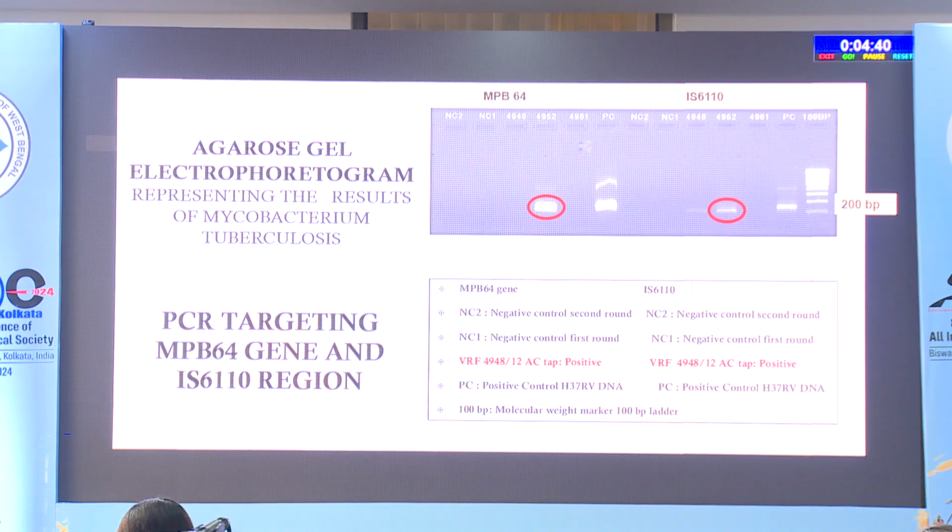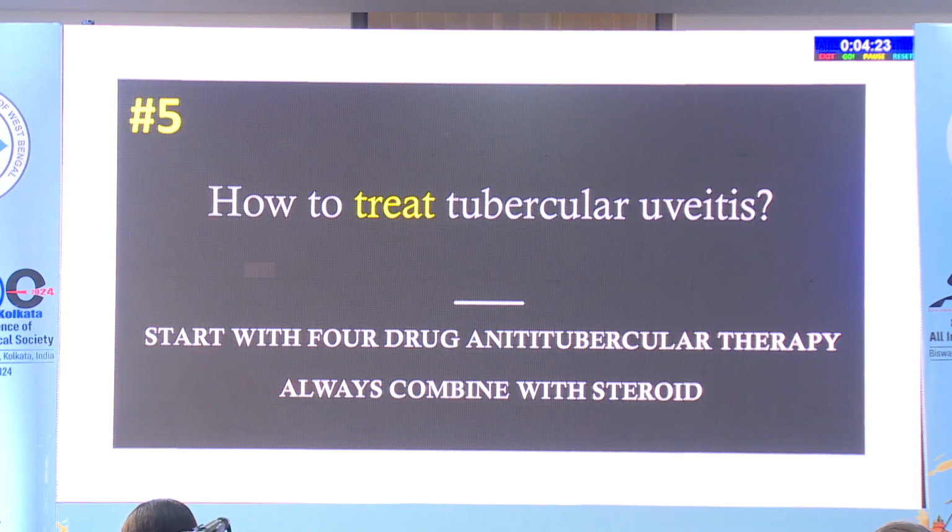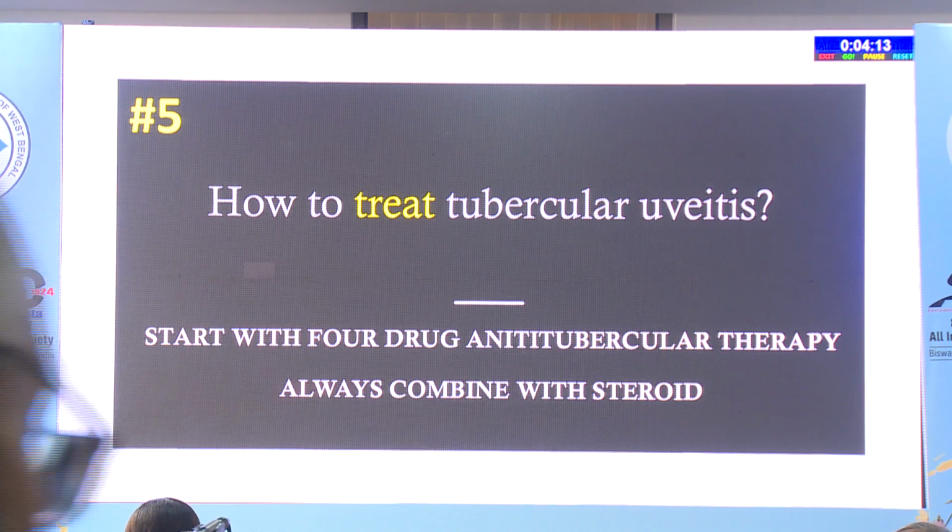Here is an example of an agarose electrophoretogram showing MPB64 and IS6110 region positive. This is a subretinal abscess FNAB specimen for PCR, a small tiny specimen of 0.1 ml, which showed Mycobacterium tuberculosis DNA. How to treat tubercular uveitis? Start with 4-drug antitubercular therapy, always combined with steroid at the beginning itself. I give levofloxacin instead of ethambutol to prevent toxicity.